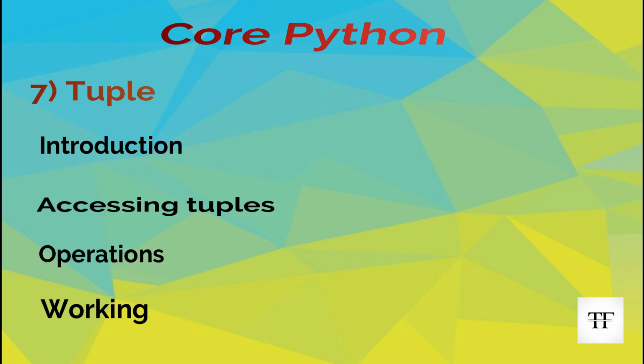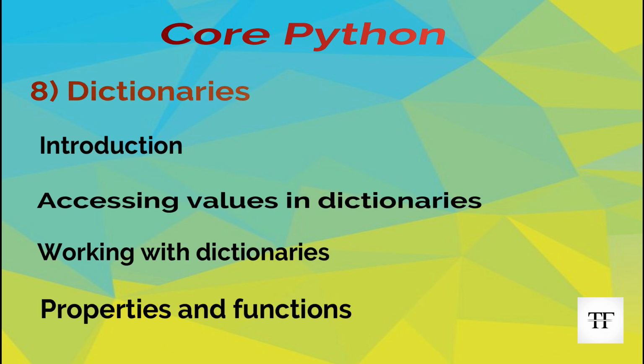Then we have this tuple concept in Python. So we will even see accessing tuples, this is one of the additional features that we get with Python. So we will see what is that. Then we have dictionaries. This actually is a kind of key and value pair. A specific value will be assigned with a key value pair. So we will see how we can perform that with dictionaries. We will see accessing values in dictionaries, then working with dictionaries, properties of that, and even some functions.